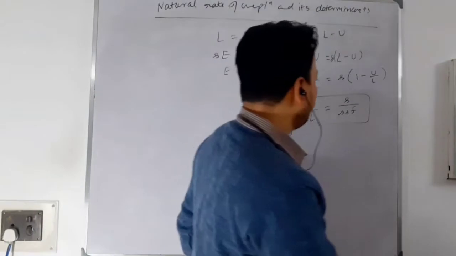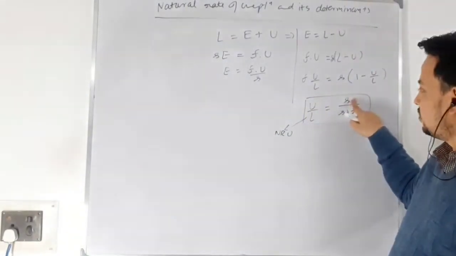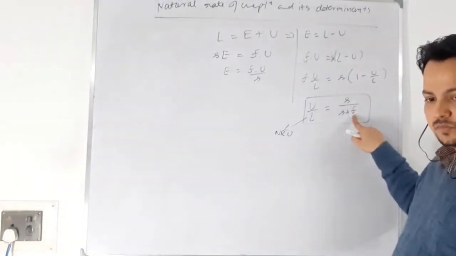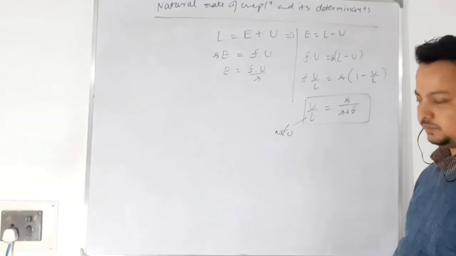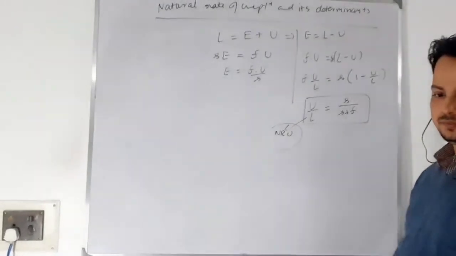The natural rate of unemployment depends on the rate of job separation and the rate of job finding, and these two factors determine it. This is your natural rate of unemployment formula. Everyone?